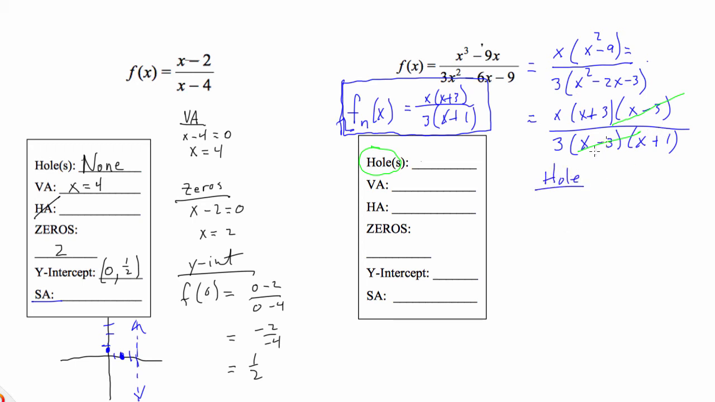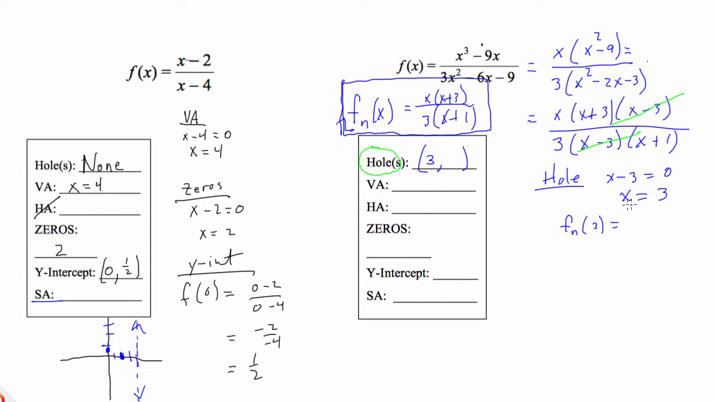All right, so the canceled factor was x minus 3, so I'm going to set x minus 3 equal to 0, and I get x equals 3. And again, that's just the x value of the hole. So I write that down. And now I have to find the y value. So the y value is going to be f sub n of 3. And just plug that in.